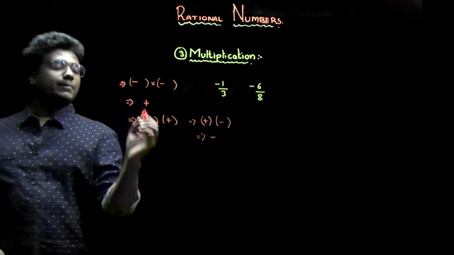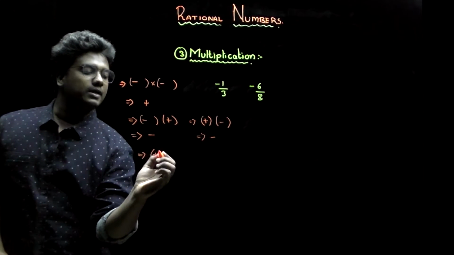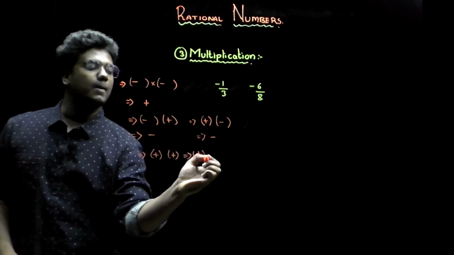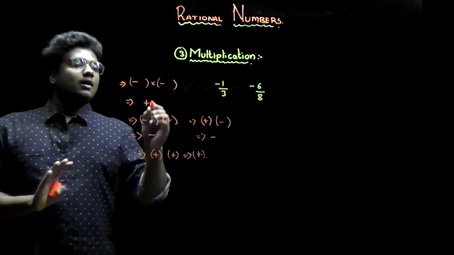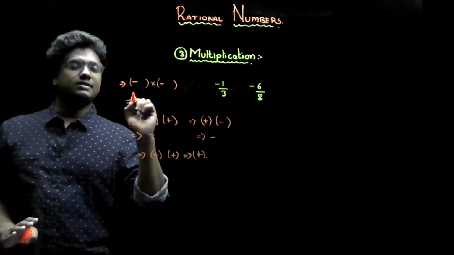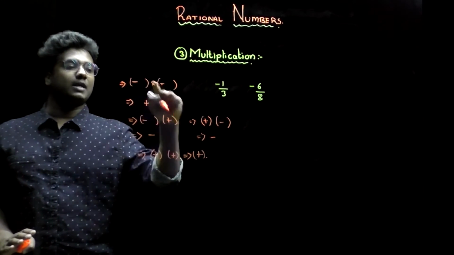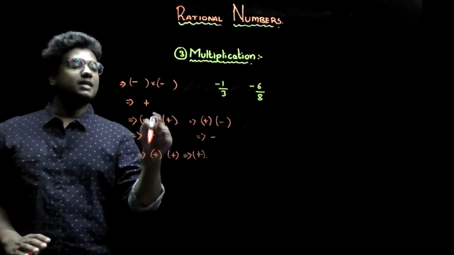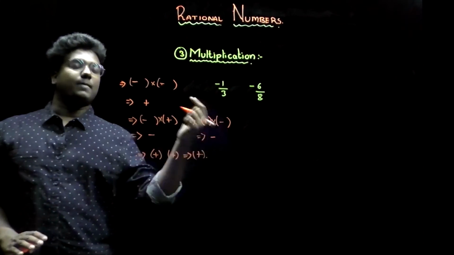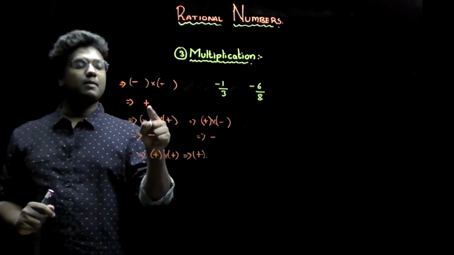And whenever a positive number is multiplied with another positive number, the resultant will always be a positive number. Okay, so the technique is: whenever two numbers have the same sign, the resultant will always be positive when they are multiplied. And if the two numbers' signs are different, the resultant will always be a negative number. Okay, so you should always remember this result.